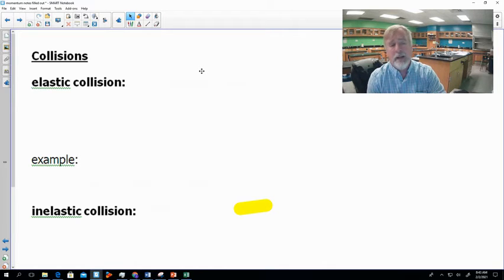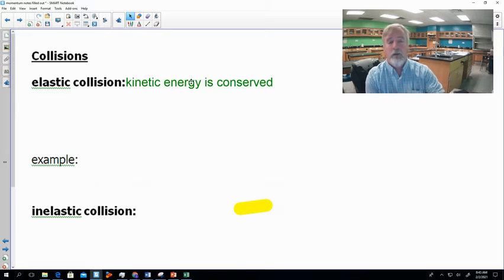Another way of saying that is that the kinetic energy is conserved. If we stretch it out and we let it come back, that kinetic energy is conserved. Elastic collisions conserve kinetic energy. Let's think about that a little bit. I'll give you a couple examples.